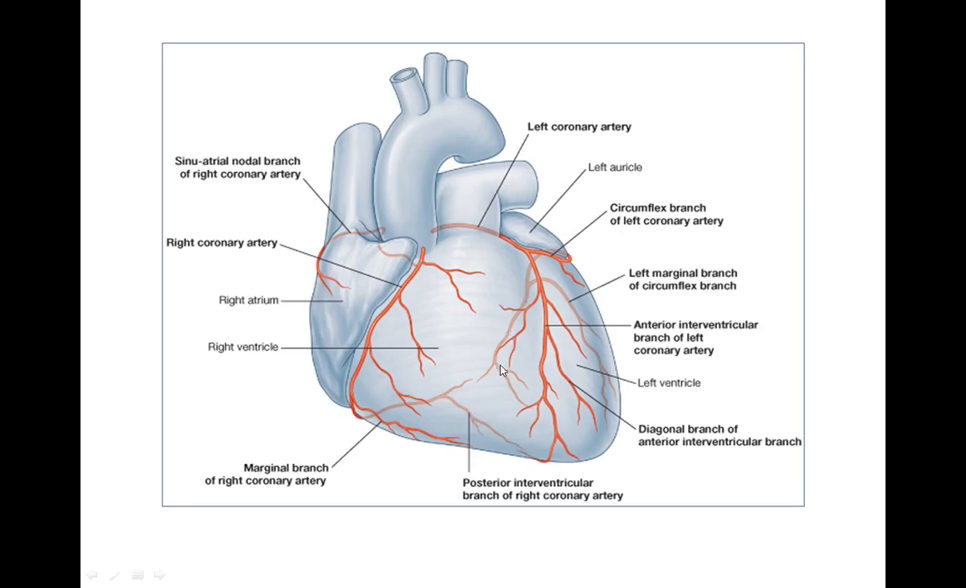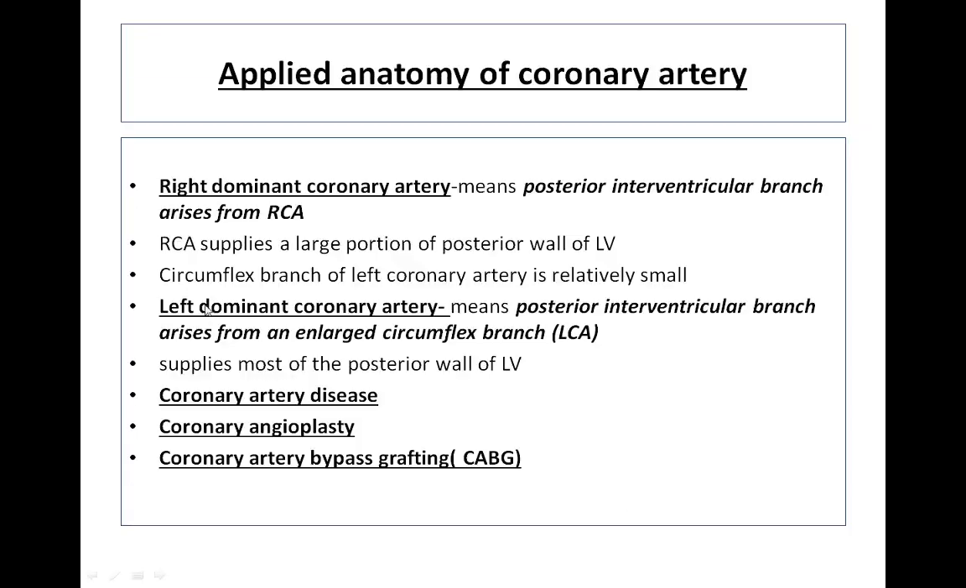But if it is a left dominant artery, what will happen? This interventricular branch is arising from the left coronary. In that case, it will have to be larger in size. Clear? Then left dominant coronary artery means the posterior interventricular branch arises from an enlarged circumflex branch, which is a branch of the left coronary artery. In that case, the posterior wall of your left ventricle, or you can say the interventricular septum, will be supplied by our left coronary artery.